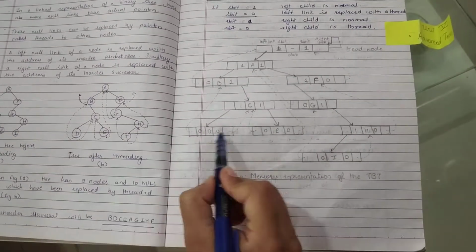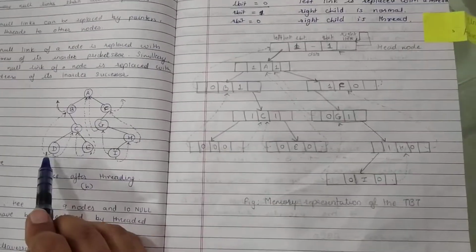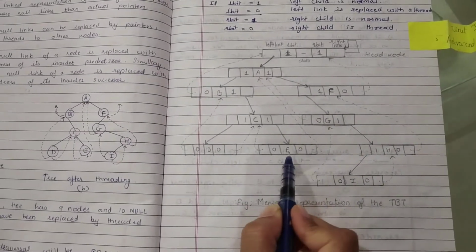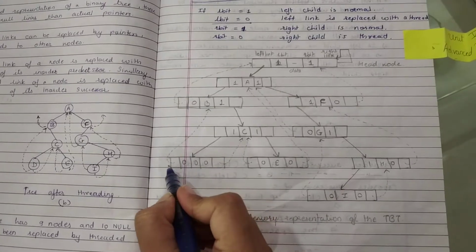Here D is represented. Now 0 0 means what? That D is having no child. E is also having no child. Then it will be represented by threads here. But how will you link it?